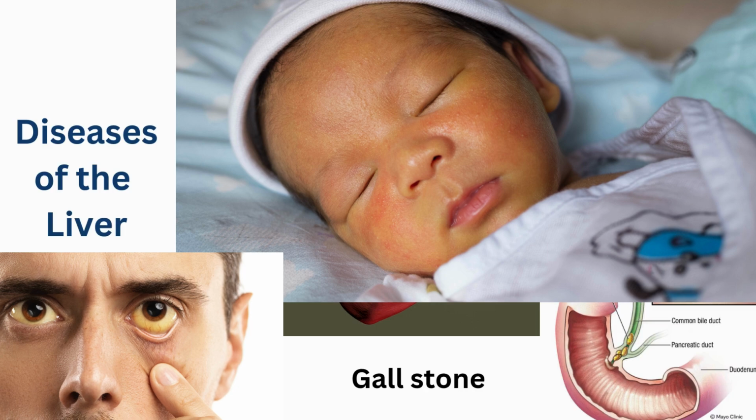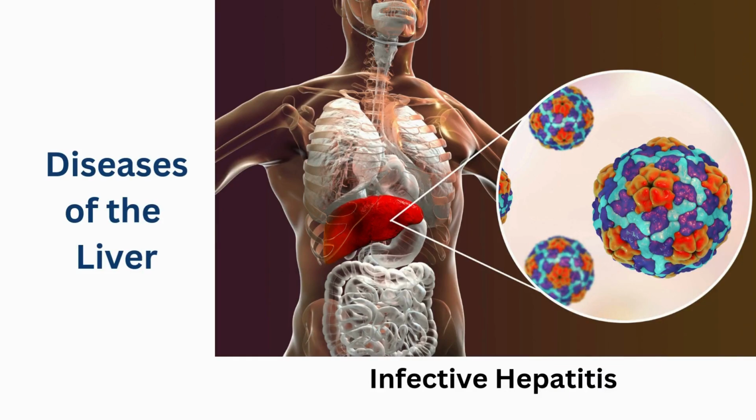Now, infective hepatitis. This is the inflammation of the liver, which may be due to viral infection or toxic substances like poisons and drugs. As a result of this inflammation, the liver is unable to store or reconvert already stored glycogen into glucose. Effect of infective hepatitis.